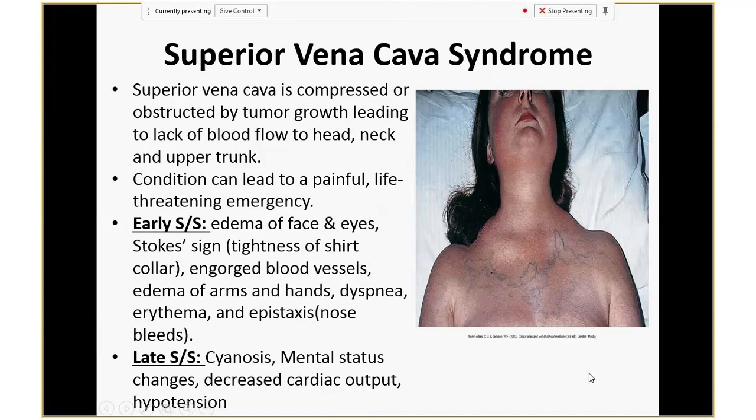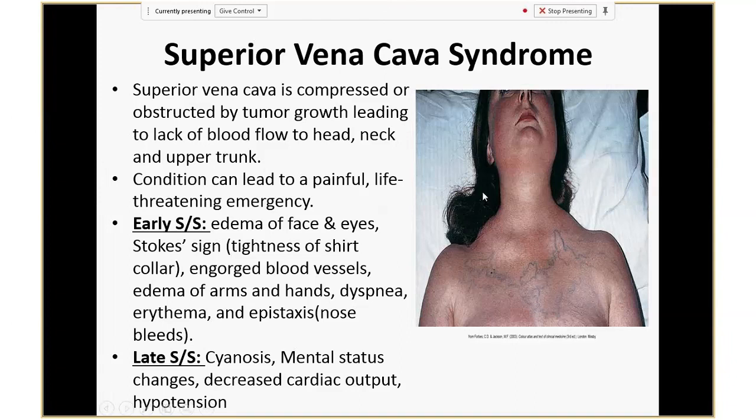Superior vena cava syndrome. This is when there is a tumor process that is obstructing the superior vena cava, and this can lead to a lack of blood flow to your head, neck, or upper trunk region. You will not see effects in the lower parts of the body, just the upper parts. This is a life-threatening emergency.